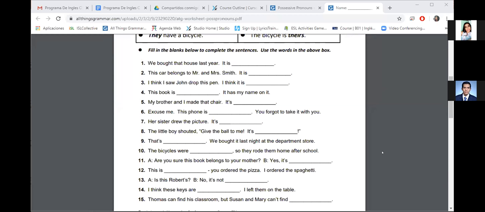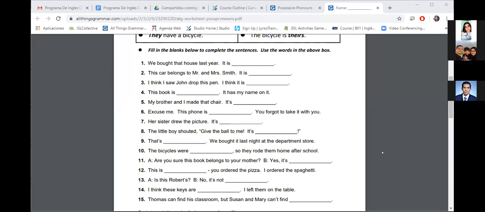Noria, se nos escapó. A ver, Carlos Cabrera, can you finish number 15, please? Thomas can't find his classroom, but Susan and Mary can't find theirs. Theirs, very good, very nice.